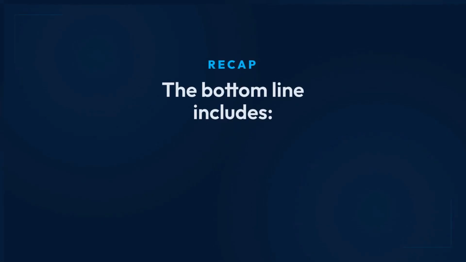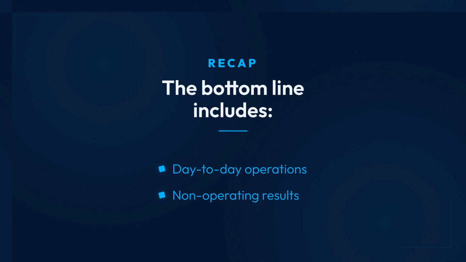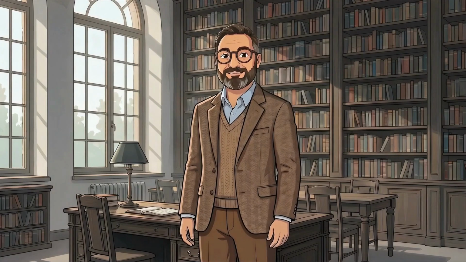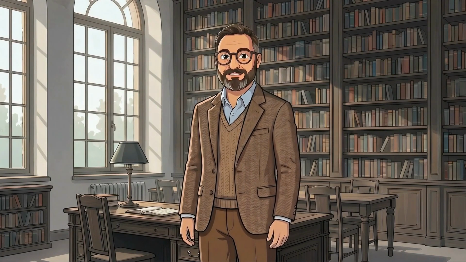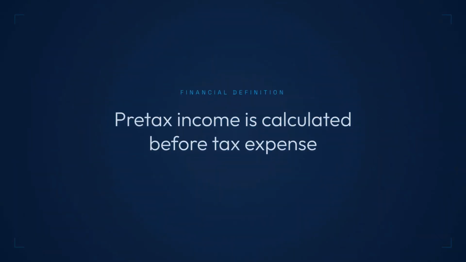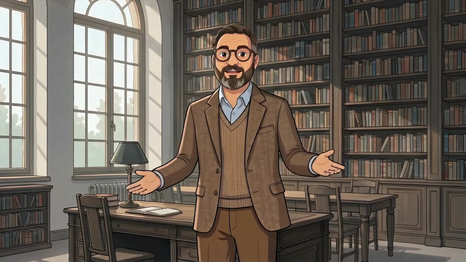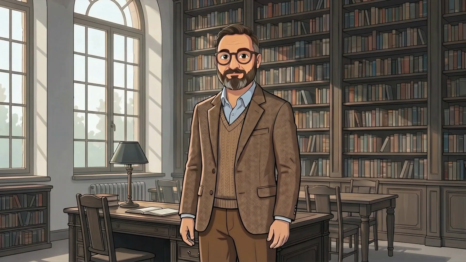To recap, the bottom line includes both day-to-day operations and non-operating results. Interest and asset sales are the most common non-operating components we see in financial reports. We use these to calculate pre-tax income before finally accounting for corporate taxes. That concludes our discussion of the income statement.